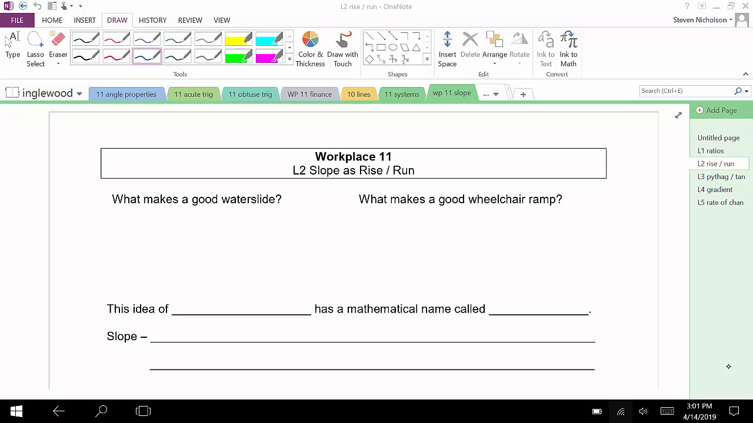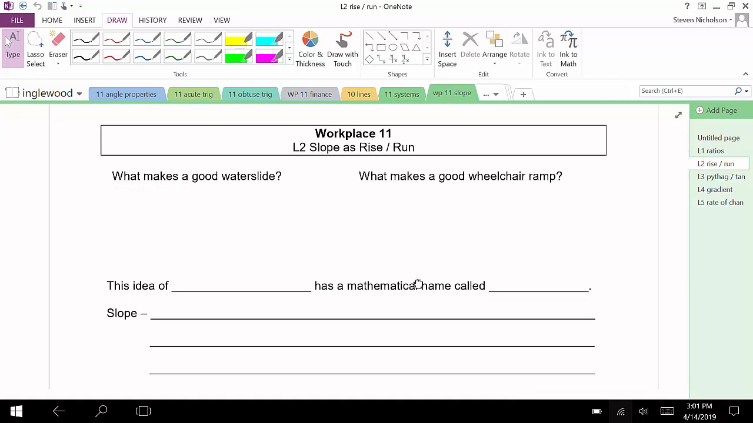Today's lesson looks at slope in a particular way, as rise over run. I think we all have some experience with steepness. If I ask you the question, what makes a good water slide? What makes a good water slide is you go really fast when you go down it. And in order to go really fast on a water slide, the water slide needs to be steep.